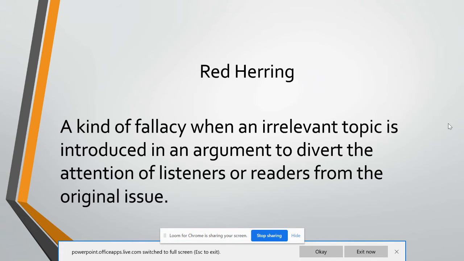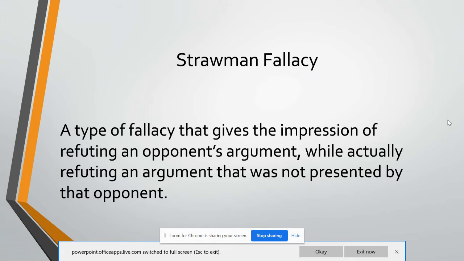So they're trying to throw that in to maybe confuse you, or your opponent will start talking about something that is completely irrelevant, that isn't even about what you're discussing. That's red herring. Strawman fallacy. This is a type of fallacy that gives the impression of refuting an opponent's argument while actually refuting an argument that was not presented by that opponent.